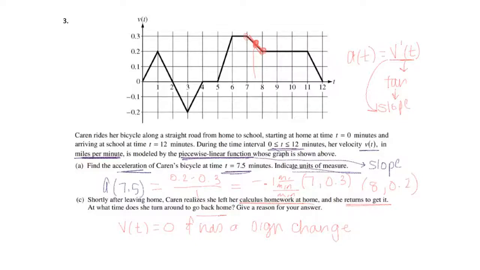So let's see, up here, she first turns around, so it looks like at time t equals 2 is when Karen turns around. Now a reason for my answer: v at 2 is 0 and velocity changes sign around that value. So here we go from moving right to stopping and then moving left. So we've pinpointed where Karen turns around.